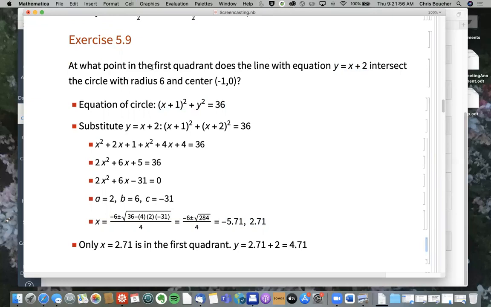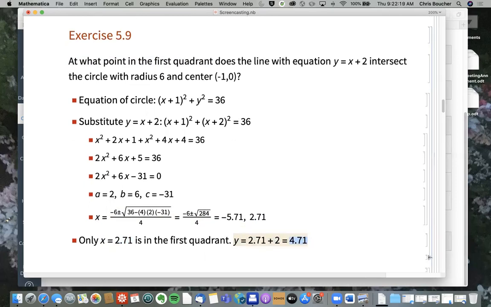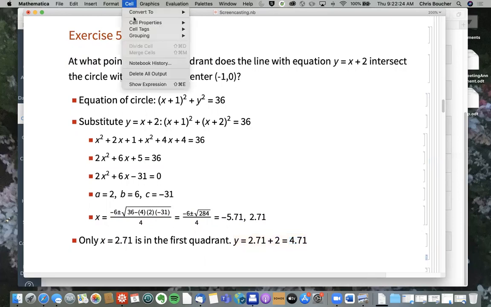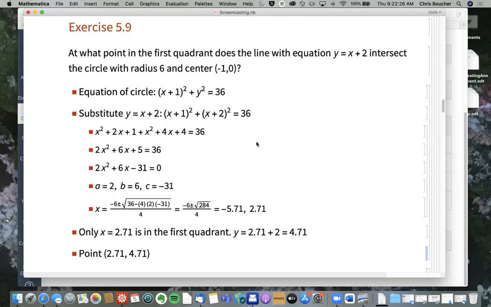Also, it's worth noting here, I should read the question carefully. This is asking for a point in the first quadrant, right? So the first quadrant is the upper right quadrant where both coordinates are positive. And that means I don't want that one. Right, the negative x value isn't in the first quadrant. So I take my desired x value, I plug it into that equation, y equals x plus 2, and I get the y value. And I have solved the problem, right? The point of intersection has coordinates 2.71 and 4.71.